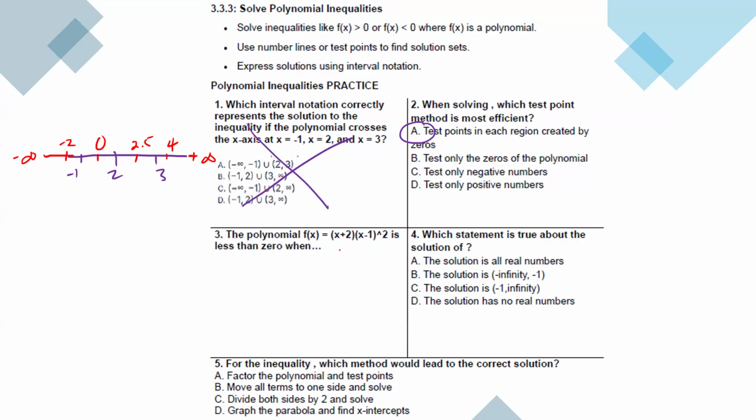This one's easy. So this one we have x plus 2, x minus 1 squared. So we have x plus 2 times x minus 1 squared, and it wants to know is it less than 0. All right, you can create a test point and measure it, but we're going to talk about using a graph. So let's go look at the graph.